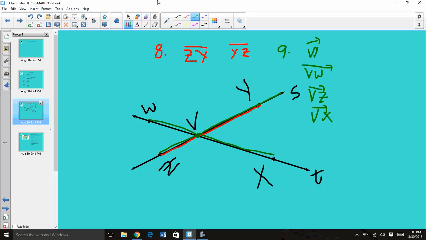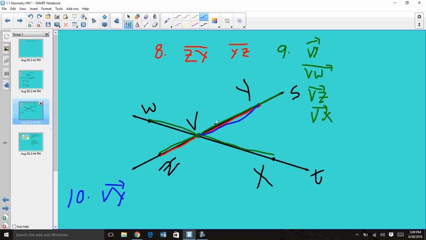And number 10 is asking for 2 pairs of opposite rays. So this can be multiple answers, actually. So we just named a bunch of rays. So why don't we just pick one of these? So we have, let's just pick VY, for example. Ray VY. What is our opposite ray to VY?